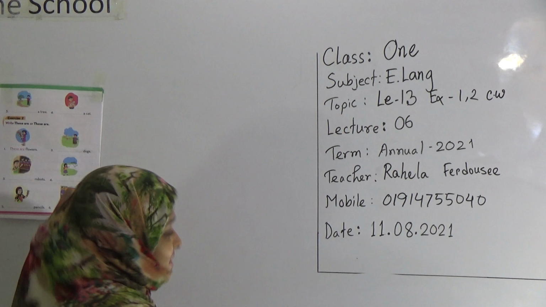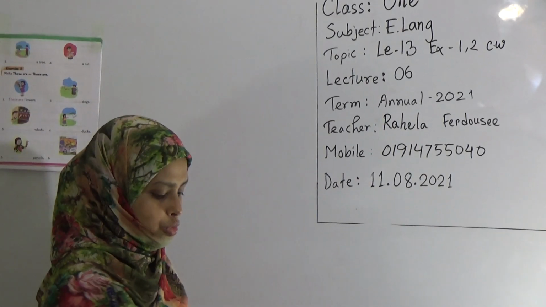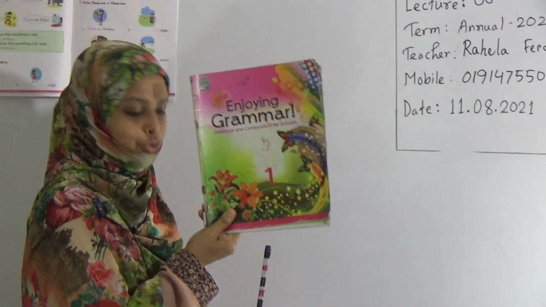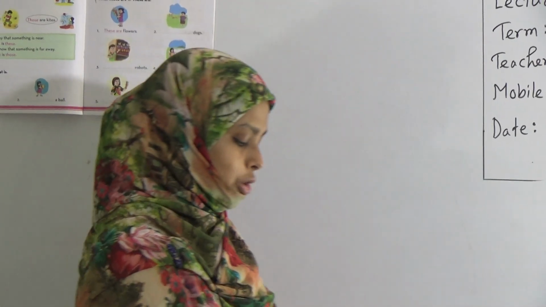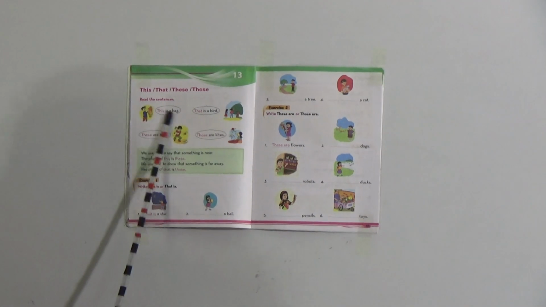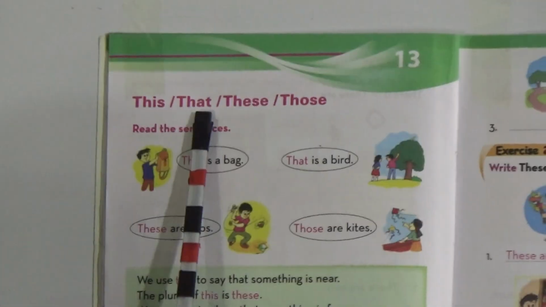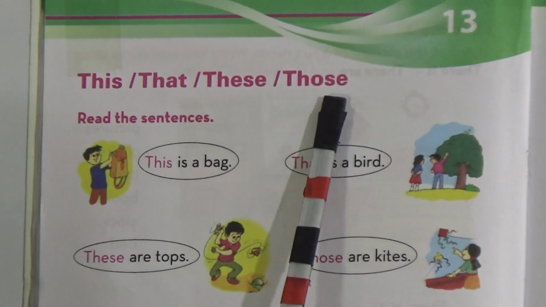Okay, my dear students, you will take your book Enjoying Grammar book 1 and you will open page 40 for our today's class. Now come to our lesson. Our today's lesson is 13 and the topic is this, that, these, those.